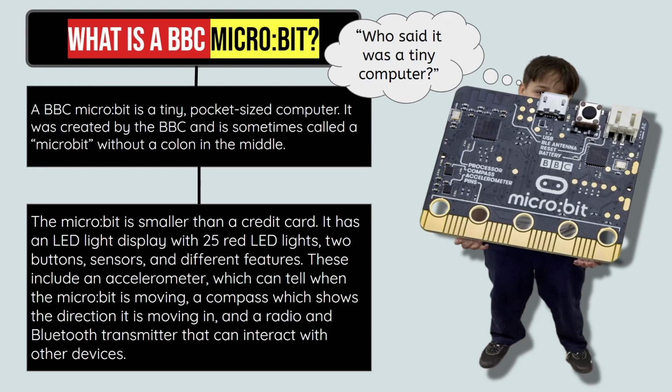These include an accelerometer, which can tell when the Microbit is moving, a compass which shows the direction it's moving in, and a radio and Bluetooth transmitters that can interact with other devices. It's an absolutely fantastic device, and considering that most schools probably would now have picked up a class set of these, you'd be mad to turn your back and ignore this, because I'll show you some of the planning in a minute, and the planning is fantastic.